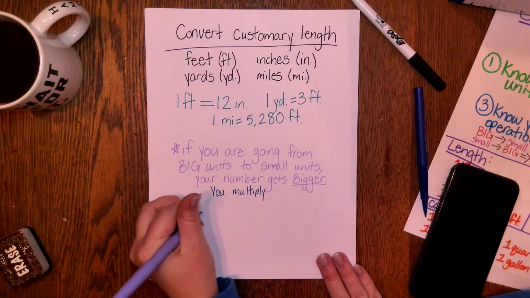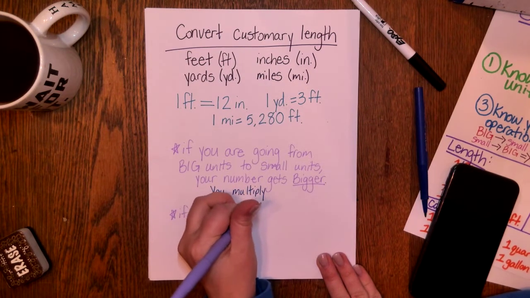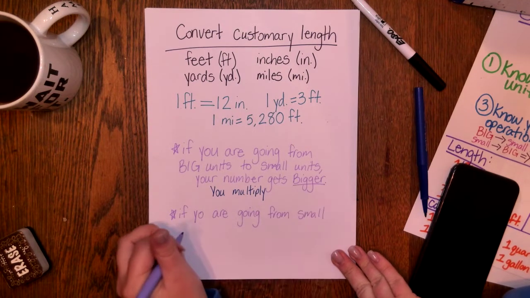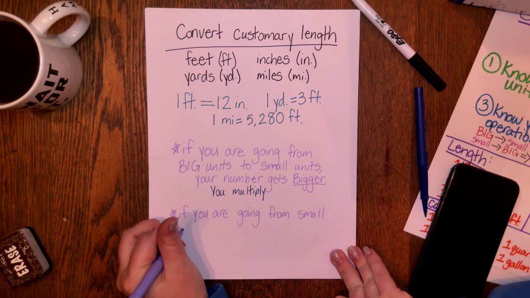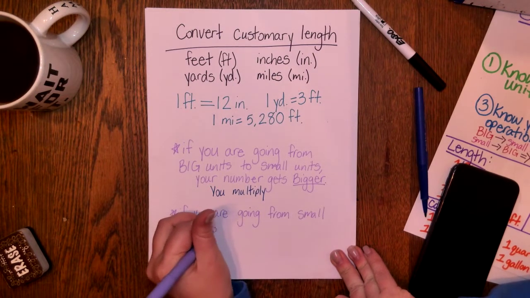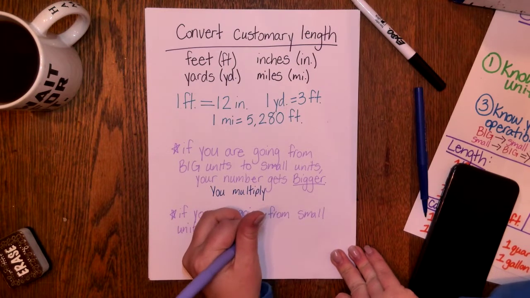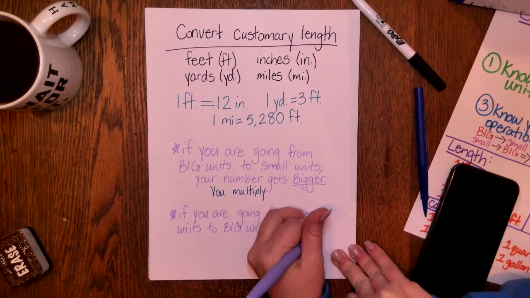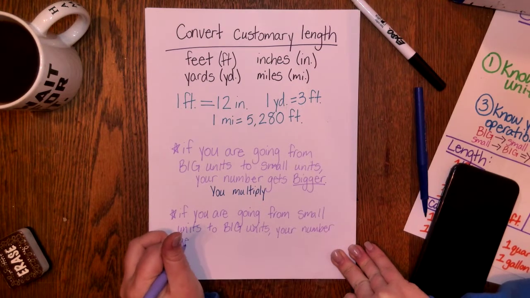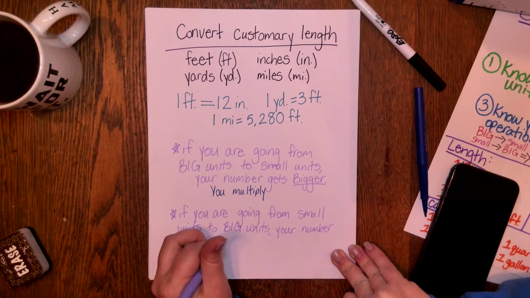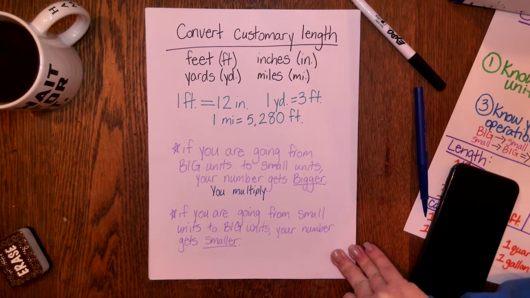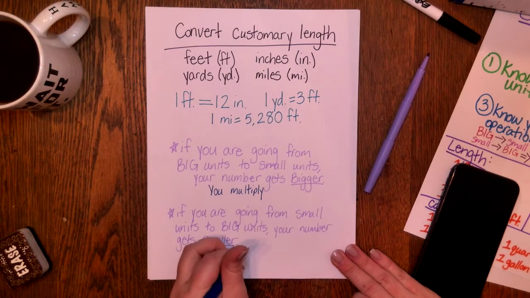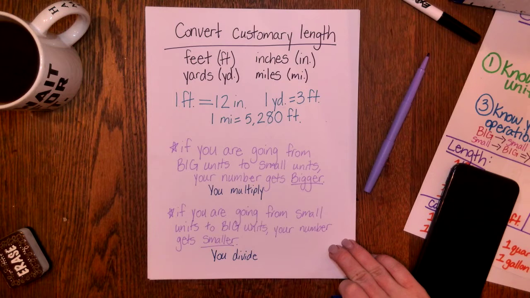If you are going from small units to big units, your number gets smaller. That's when you divide.